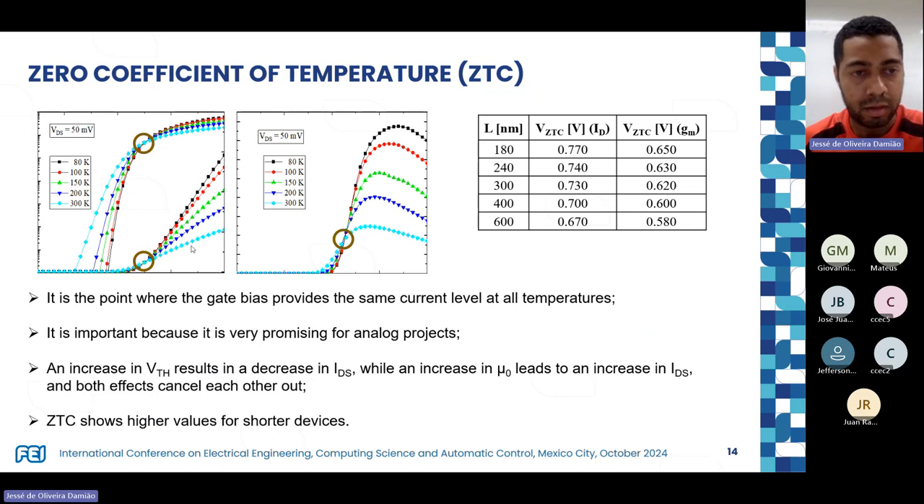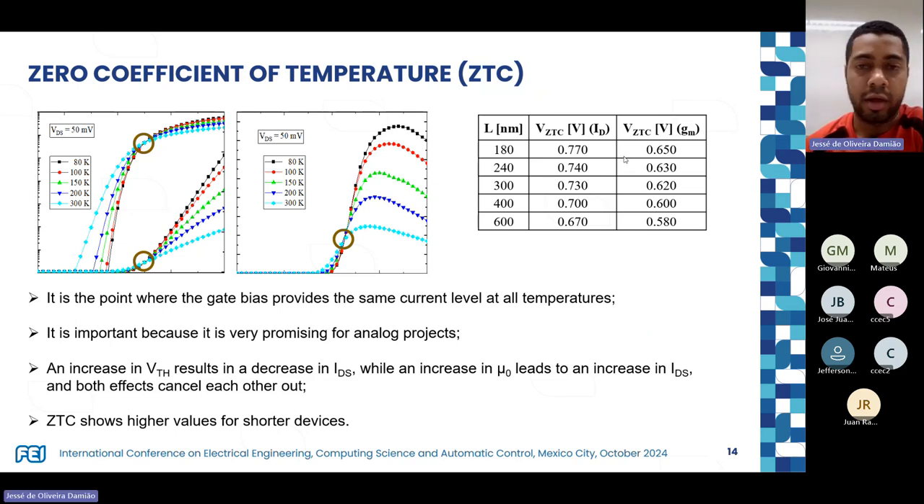This happens because at low temperatures, as you have seen, threshold voltage increases, and it results in decreasing drain current. On the other hand, at low temperatures, mobility increases, and it results in increasing drain current. So the decreasing drain current due to threshold voltage and the increasing drain current due to mobility, both effects cancel each other at the same point at all temperatures, the same gate bias, right? This is the ZTC.